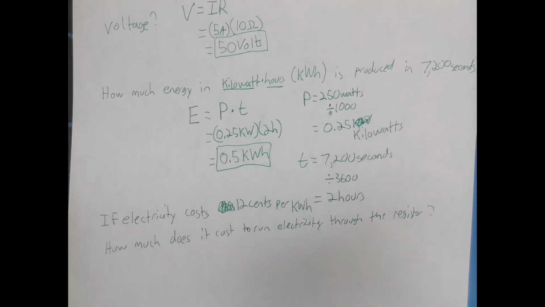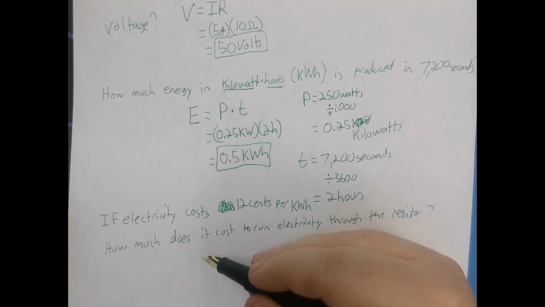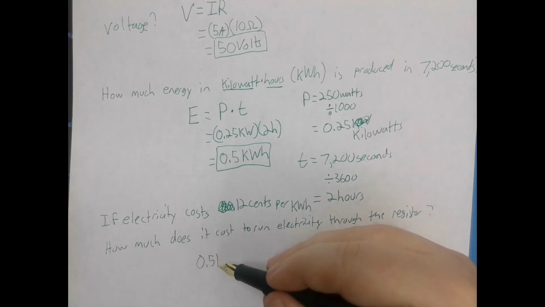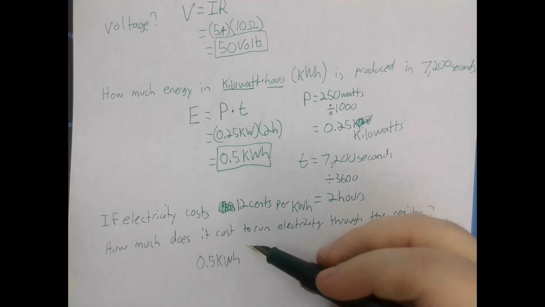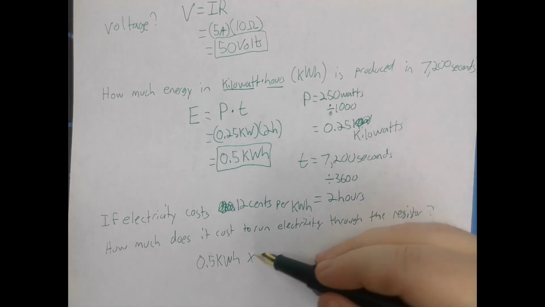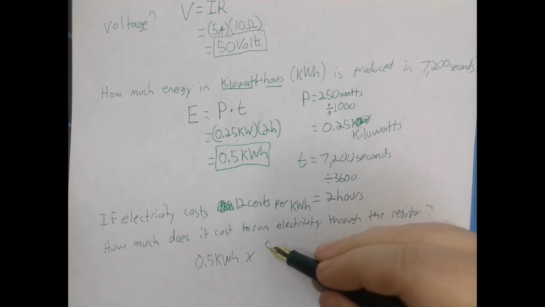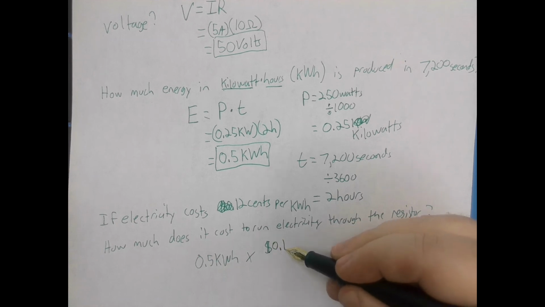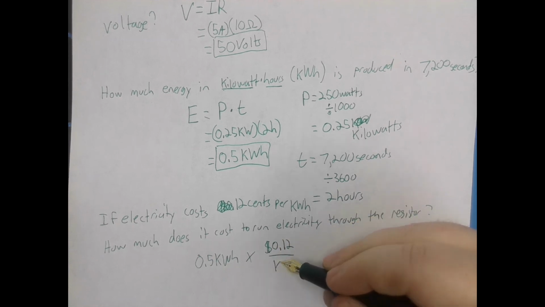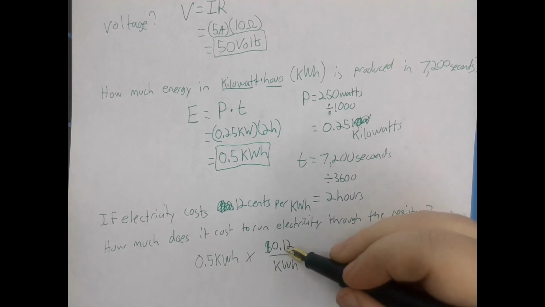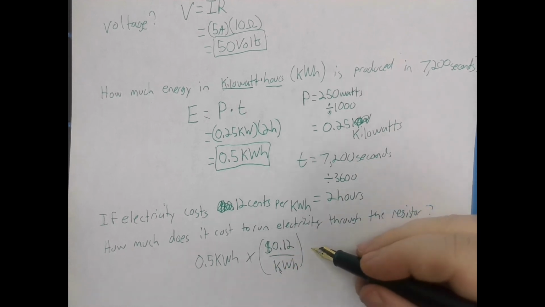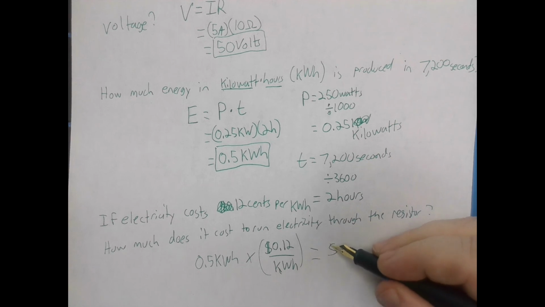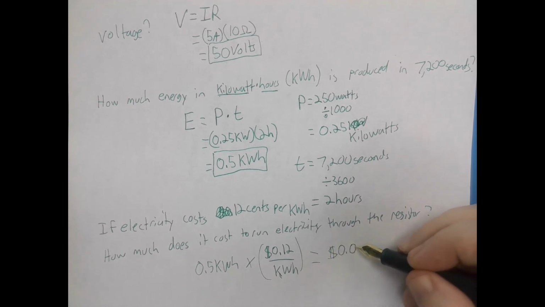So we've already calculated the total energy, which is 0.5 kilowatt hours. It is 12 cents per kilowatt hour. So we multiply 12 cents per kilowatt hour by our total number of kilowatt hours, and we get 6 cents.